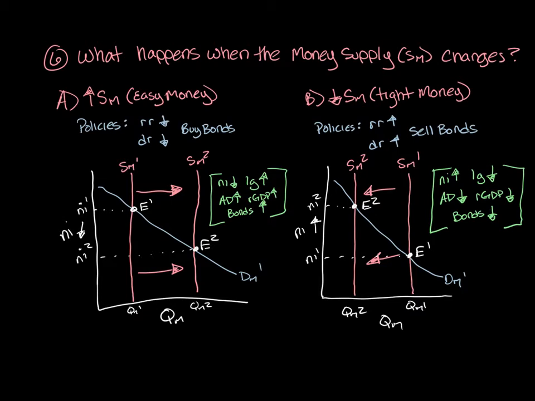So make sure that they know easy money versus tight money. Easy money is expansionary and tight money is contractionary. So looking at our graph in scenario A, we have increases in the money supply caused by the Fed adopting some easy money policy.